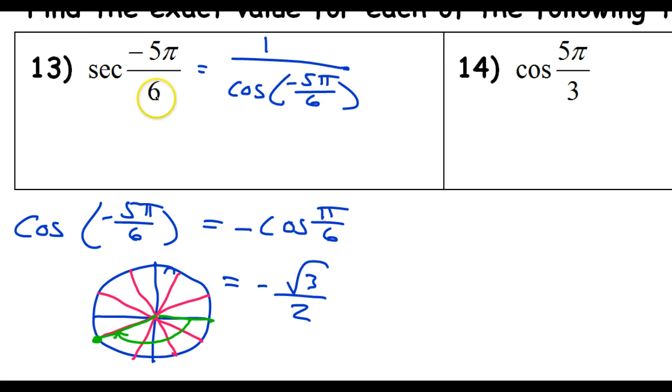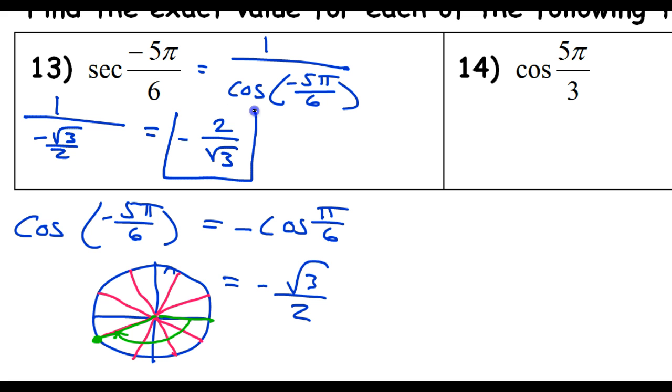But we want the secant, which is the reciprocal of this. It's 1 over this. So it's like 1 over negative radical 3 over 2, which is just the reciprocal. So that's going to be negative 2 over radical 3. That is the answer, or one form of the answer. If I were to rationalize the denominator, I would get negative 2 radical 3 over 3, which is the same thing.